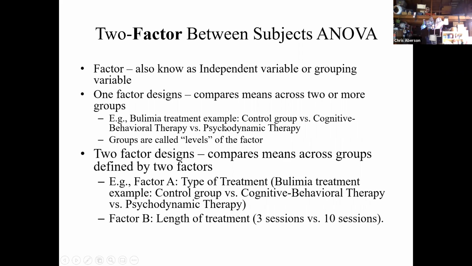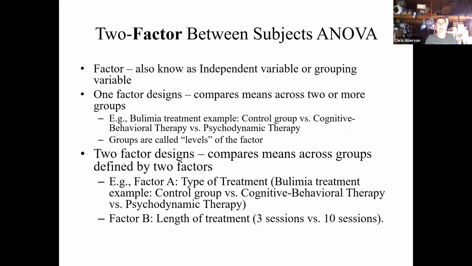Factorial ANOVA, two-factor ANOVA is what we're going to look at, specifically two-factor between subjects ANOVA. Factorial ANOVA is not limited to just two factors. It can handle two or more factors. It gets a lot more complicated with more than two, so we'll just stick with two, as that's the most common design. Factor, again, also known as an independent variable or a grouping variable.